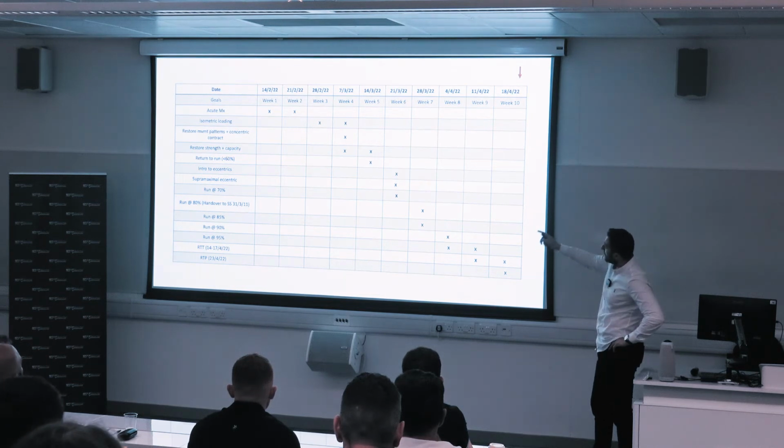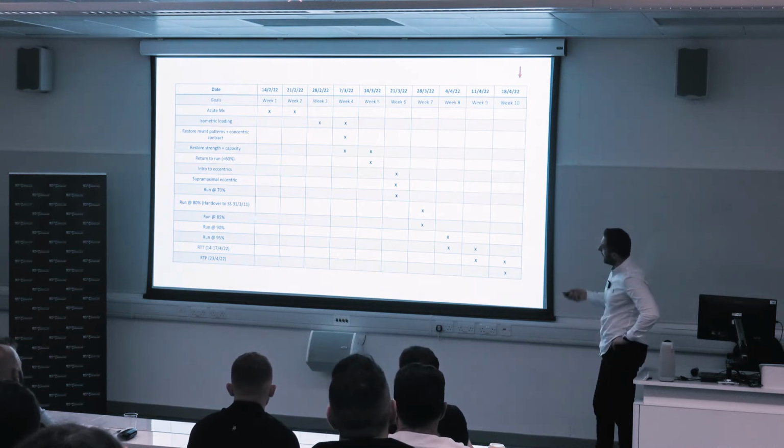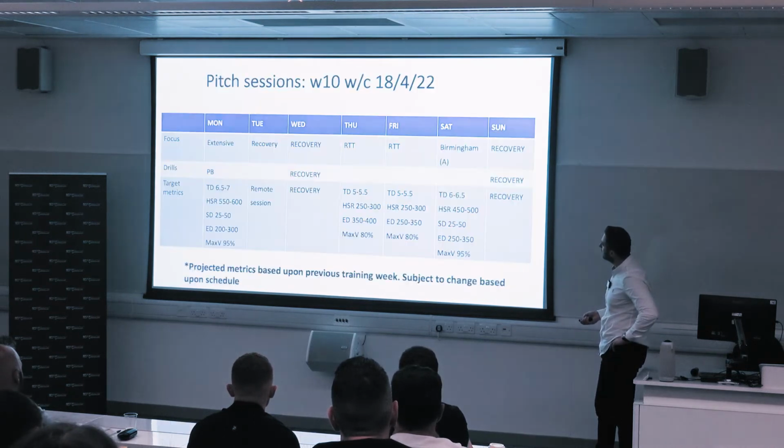And then, more importantly from a GPS point of view, his return to running markers and how we progress his speeds across the weeks, eccentric loading, and then progressing up his intensity of running to the point of getting him back up, around week 9 or 10, to hitting maximal speeds, as long as he had the strength to do so.